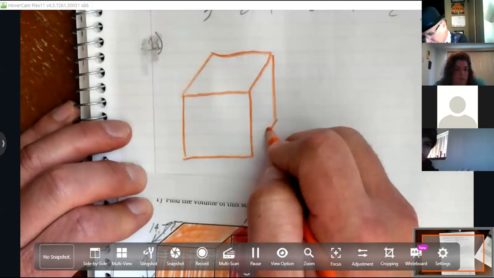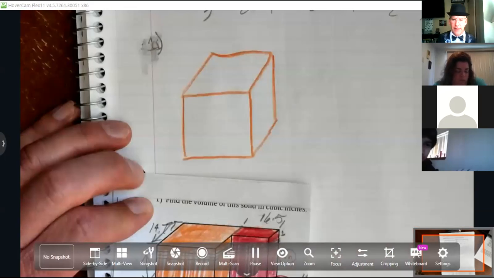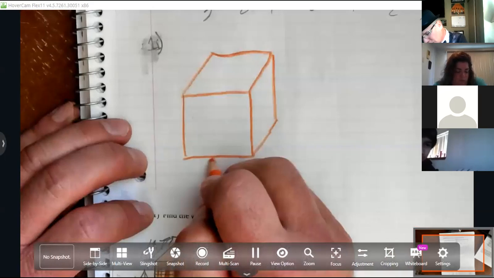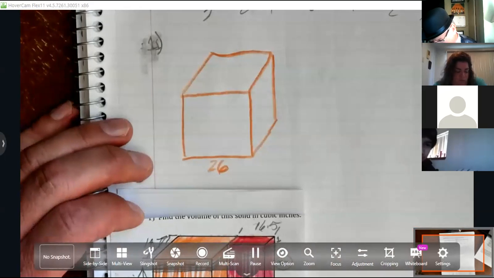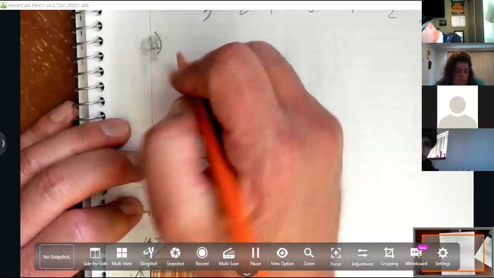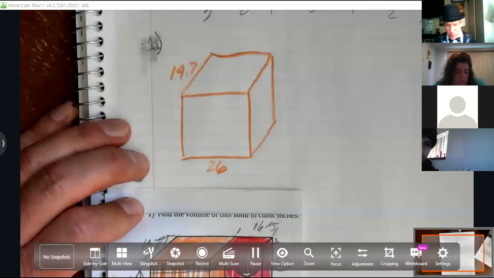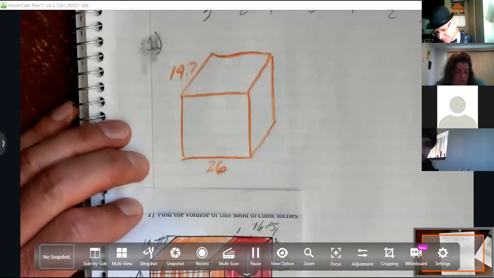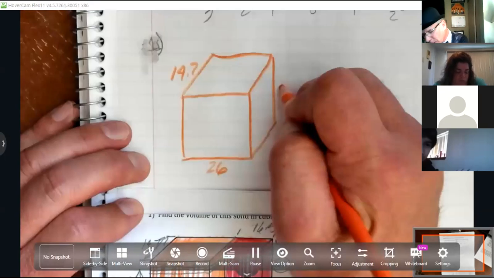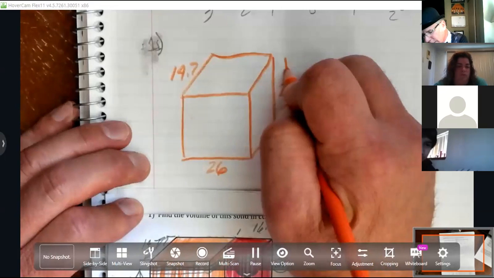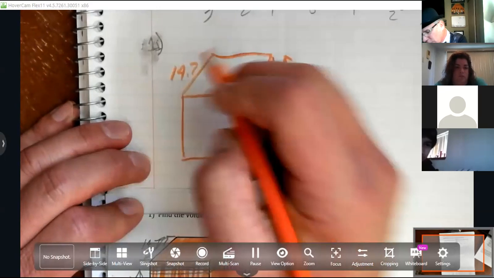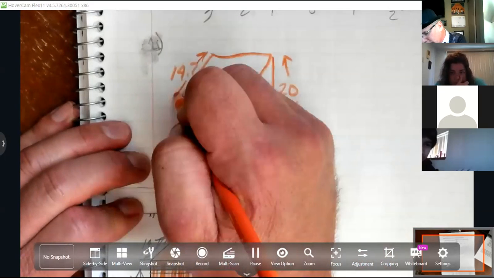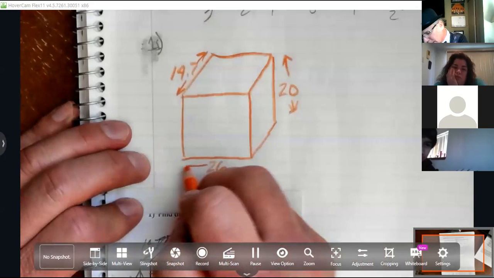And here's Mr. Orange guy. Can everybody agree that's Orange guy? We got 26 here. We've got 14.7 right here for Orange guy. And then we've got 26. Oh, how tall is he? You know, he's 20 tall. So he's 20 from here to here. Right? 14.7 from here to here. And 26 across the front.